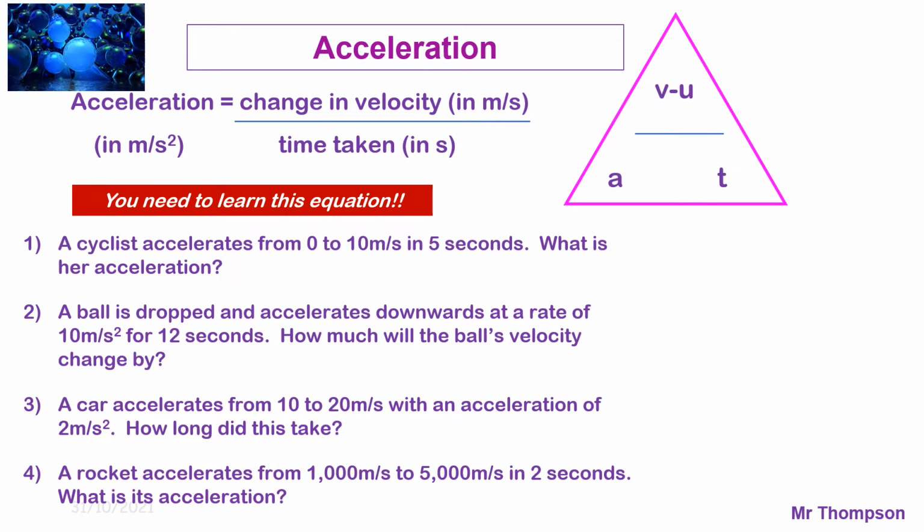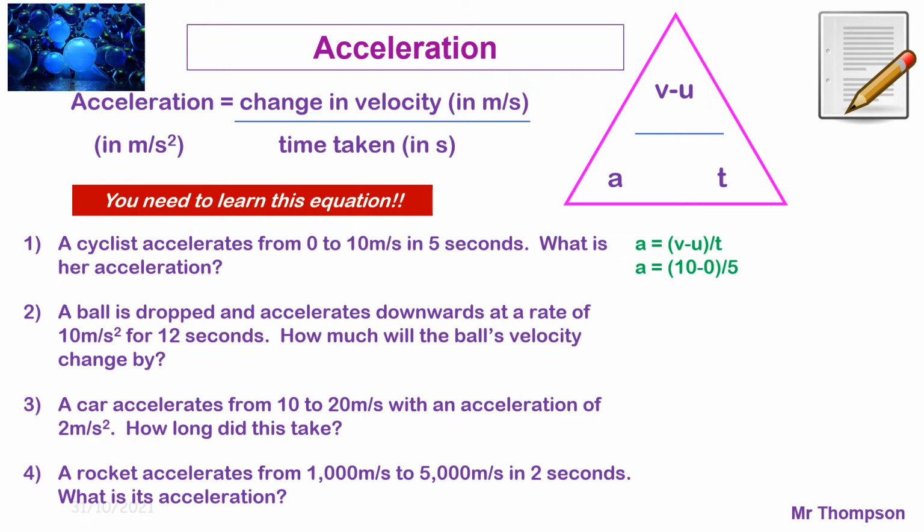A cyclist accelerates from 0 to 10 meters per second in 5 seconds. What is her acceleration? So you write down the equation you need. Acceleration is change in velocity with time taken. So it's 10 minus 0, start from 0, end up at 10. So change of 10 in 5 is an answer of 2 meters per second squared. That means that every second it changes the speed by 2 meters per second. If you work that out, in 5 seconds it would have gone from 0 to 10 meters per second. So that is correct.